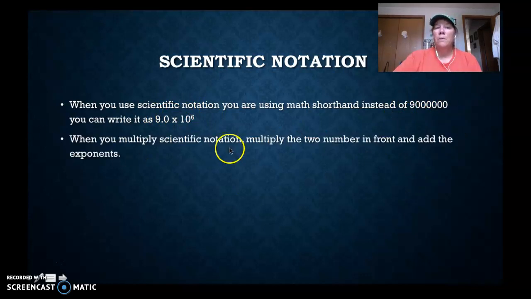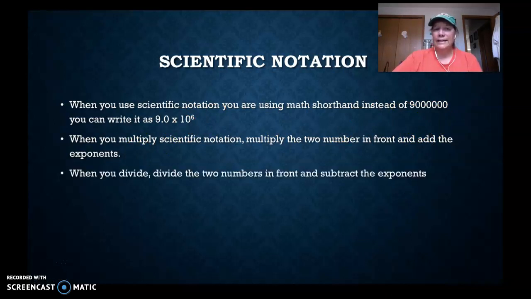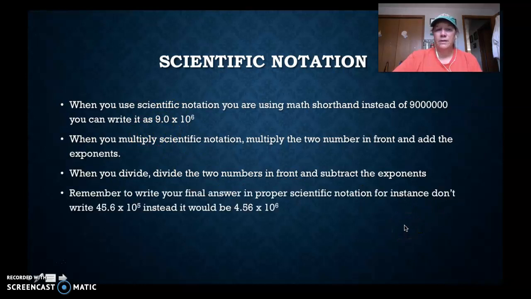Okay? When you multiply in scientific notation, the numbers in front, you multiply them together, and then you just add the exponents. It's easier than writing out the whole number, than just using your exponents, okay? When you divide, you divide the 2 numbers in front, and then you subtract the exponents, okay?